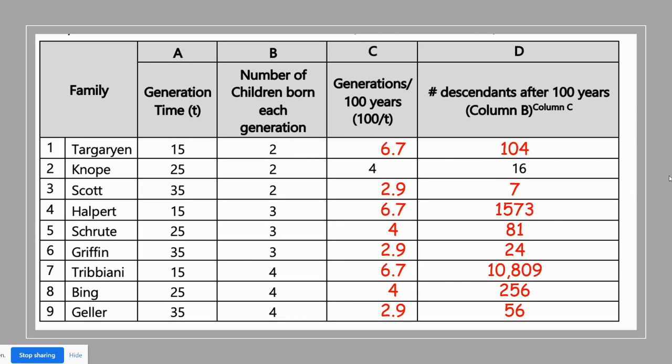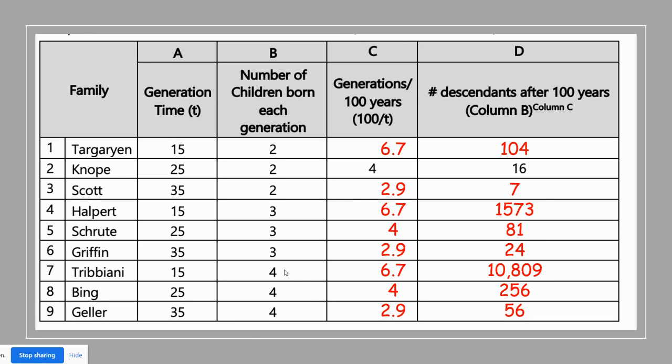So here I will let you write down all of these things. But you can definitely see if you're waiting later to have a kid, you're going to have much fewer kids. So these top 3 all had 2 kids, but they waited different times. And you can see how many offspring that would result in after 100 years. These 3 all had 3 kids, and you can see the numbers are going down.